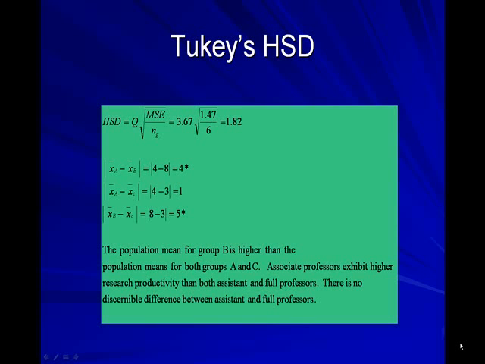Taken together, we'll conclude that the population mean for group B is higher than the population means for both groups A and C. Associates have higher productivity than both assistant and full professors. By contrast, there's no discernible difference. We don't have compelling evidence that there's a difference between assistant and full professors.